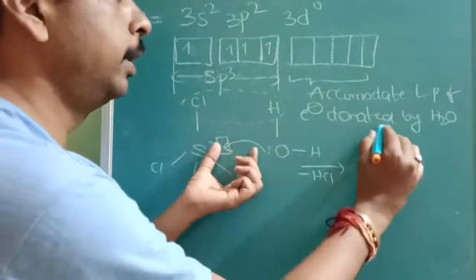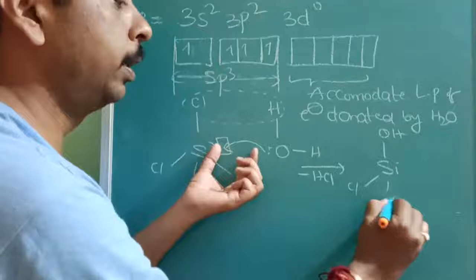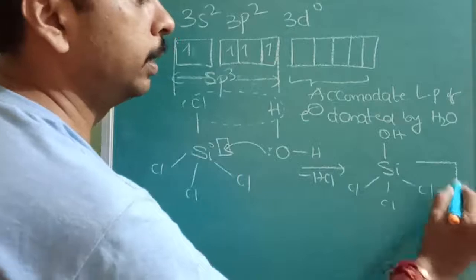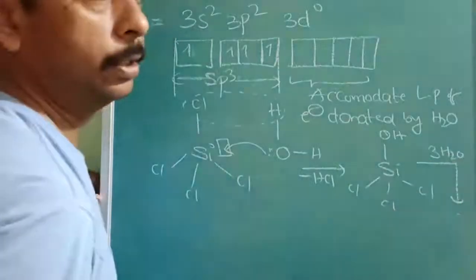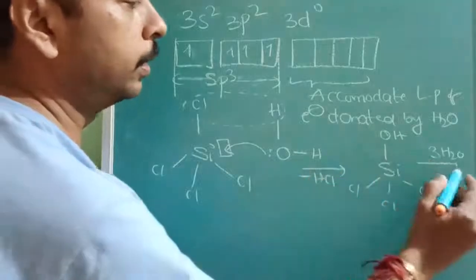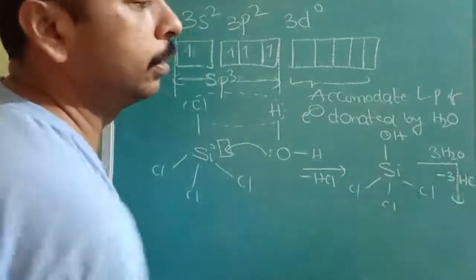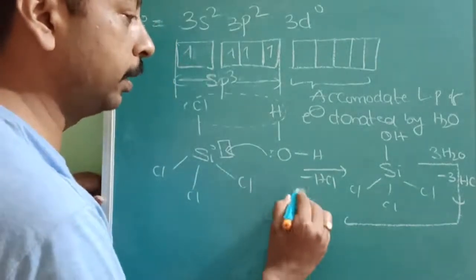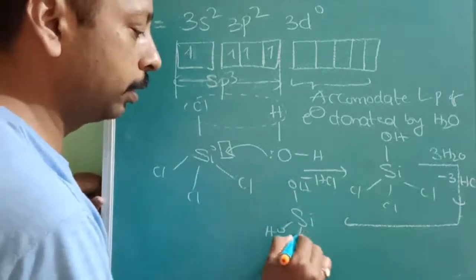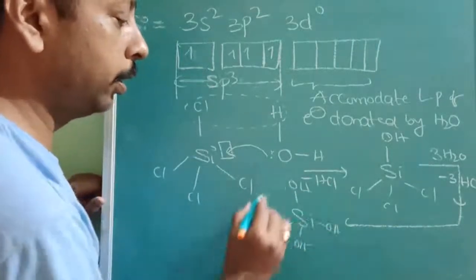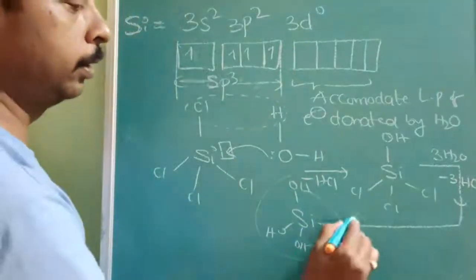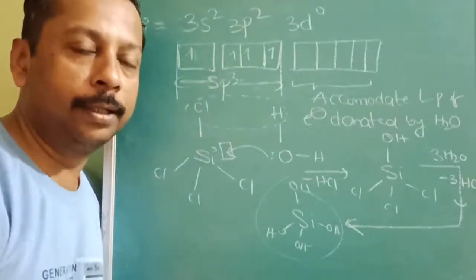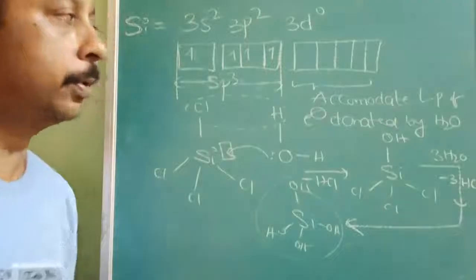So what will be the product now? Si, with OH on this side and the remaining part Cl. This is a single step. Like this, three steps will take place, with 3H2O and minus 3HCl. The final product will be Si(OH)4, with OH at all places. This is silicic acid. So this is the mechanism. Don't think that mechanism will be only in organic chemistry; it is available everywhere. Note down this.